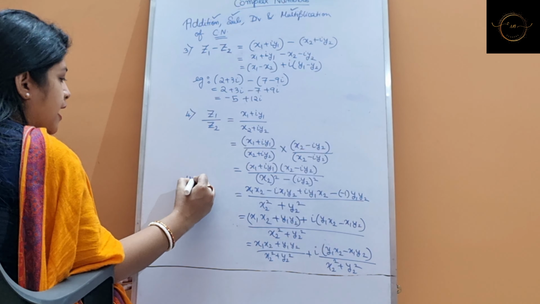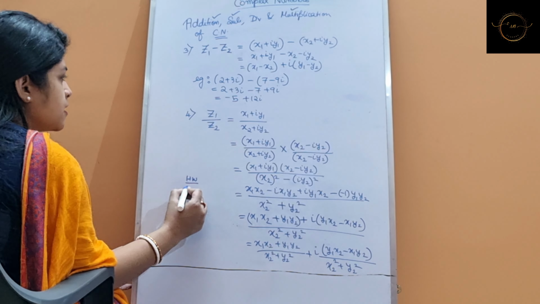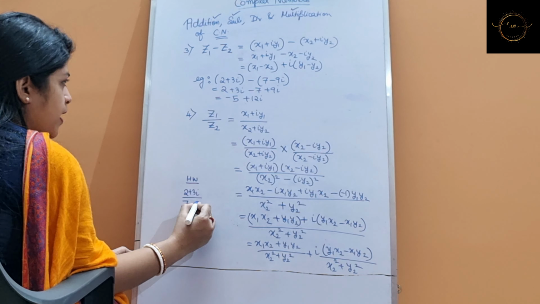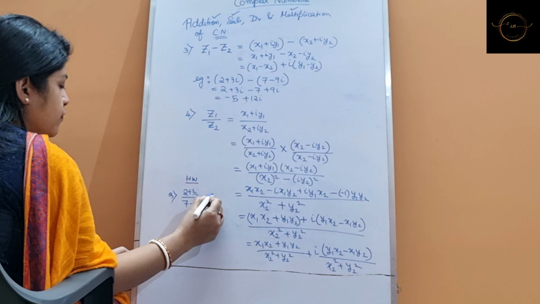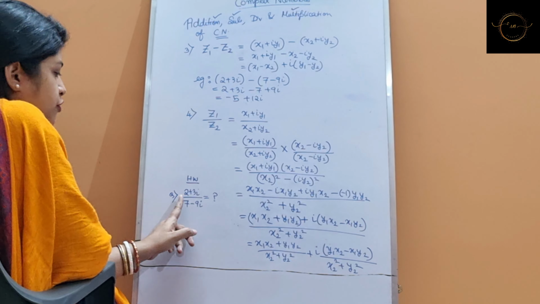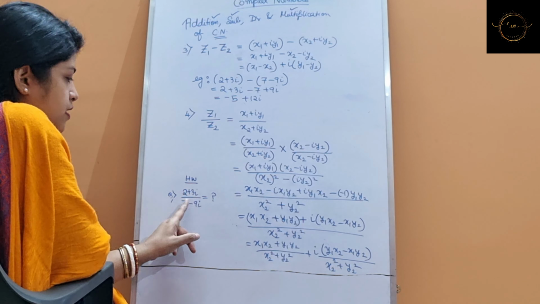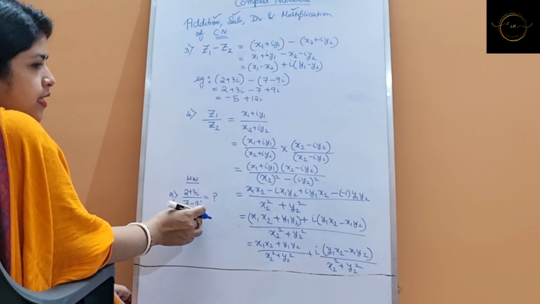Your homework is that you will find the value of 2 plus 3i divided by 7 minus 9i. You have to calculate it. Do rationalize and then write the answer of this expression in the chat box. If you find any difficulty, I'll surely get back to you.